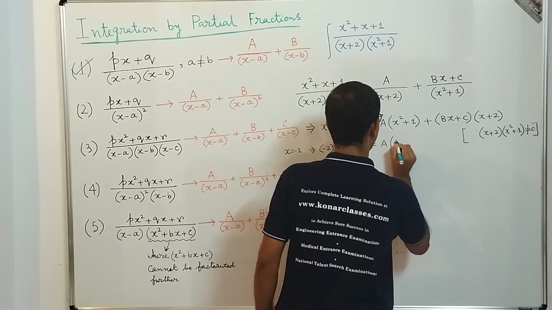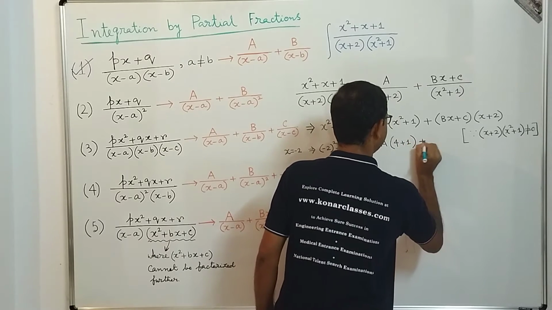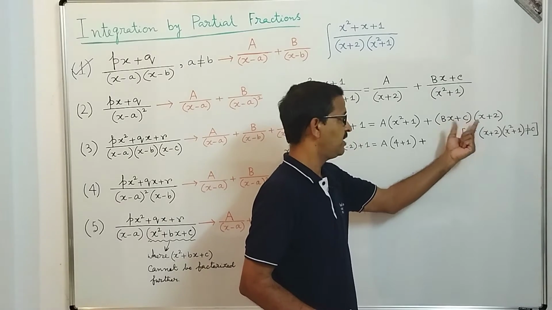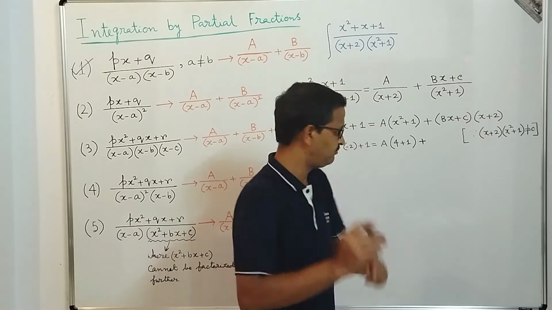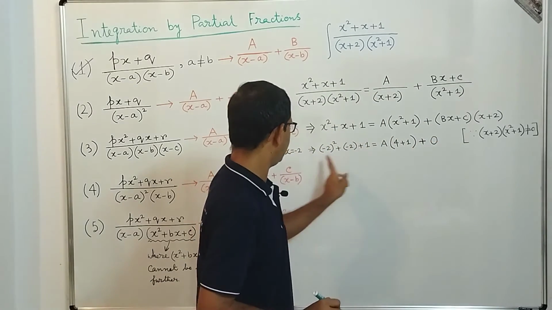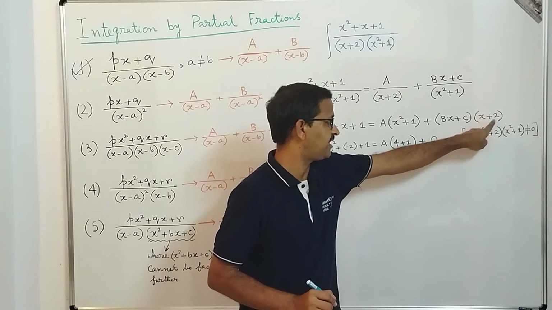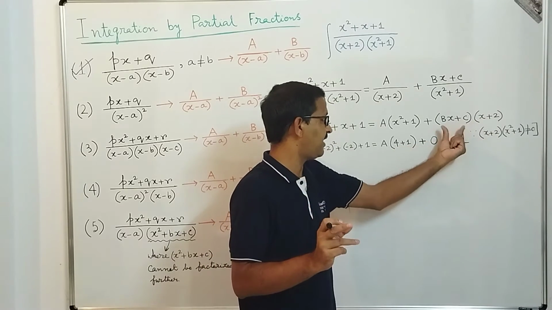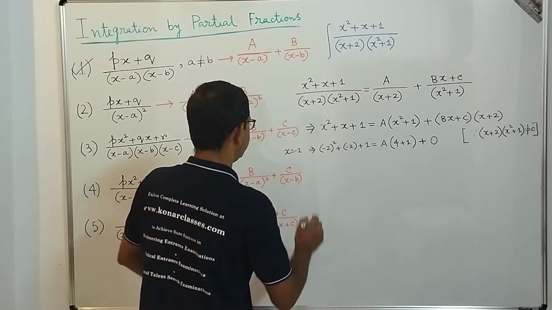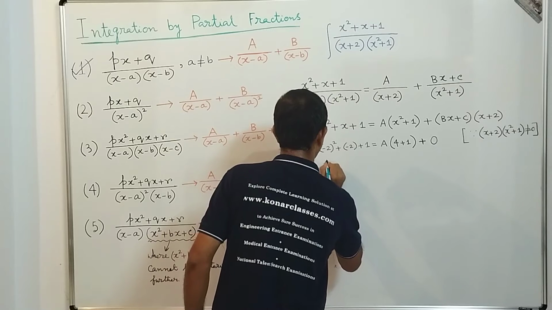Minus 2 whole square is 4, plus 1, plus that entire expression bx plus c into minus 2 plus 2, that is 0. So what we get? That is 0. You understood? If we apply x is equal to minus 2, then minus 2 plus 2 is 0. So 0 multiplied with any expression will be 0. Done.